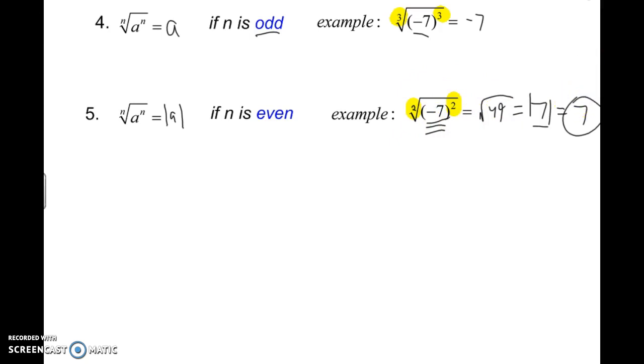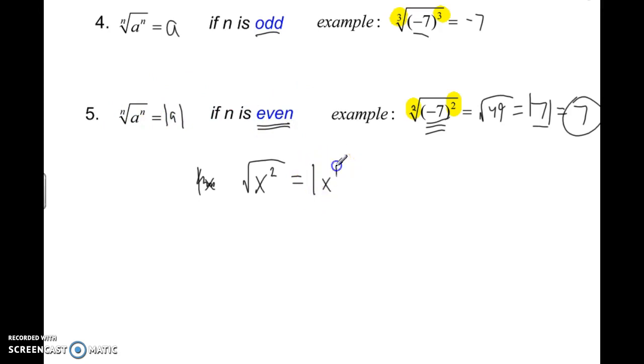Okay, so here's where the rubber hits the road with this one. So if you have a problem like the square root of x squared, that seems a pretty simple problem, right? You say, well, the square root and the power kind of undo each other, so it's just going to be x. A lot of students will say x there, and they'll get the problem wrong. Because this is even, we have to use the property here and say the absolute value of x.